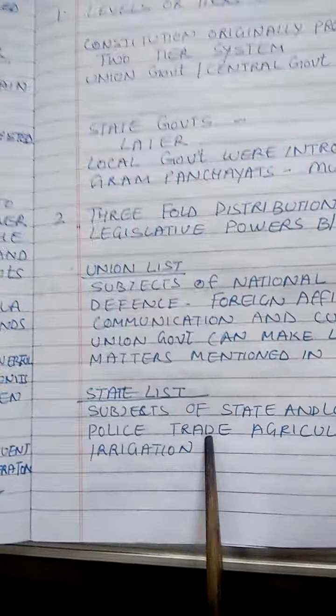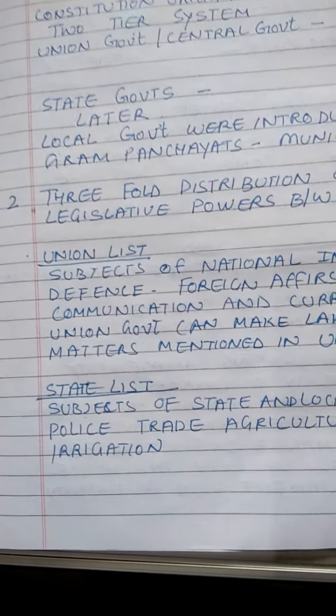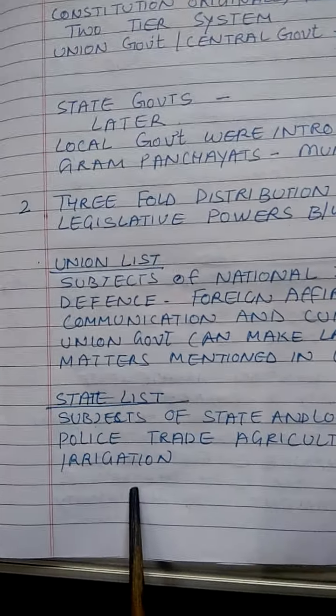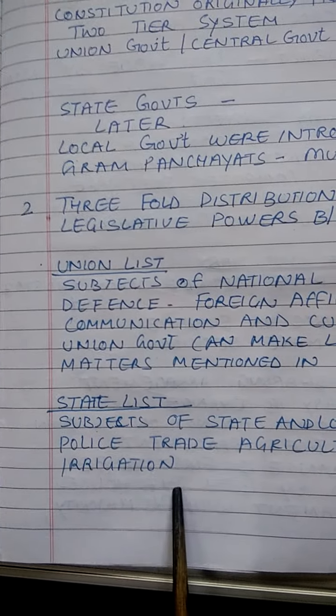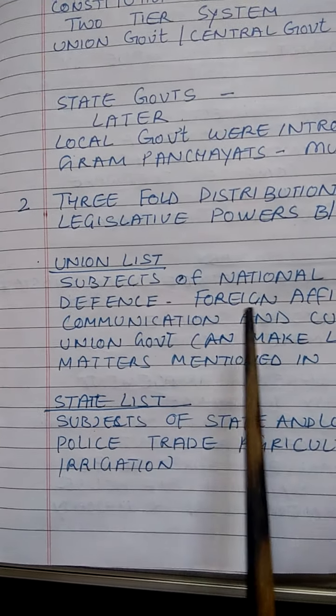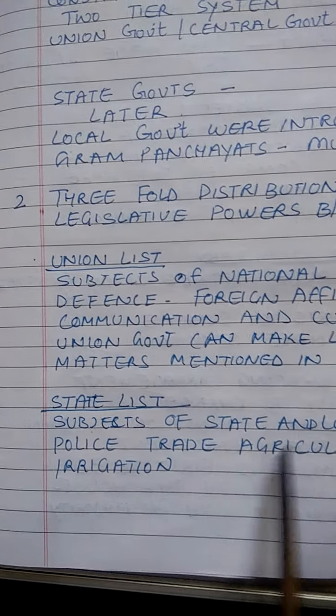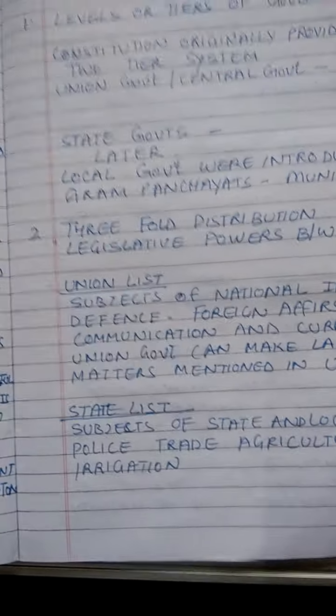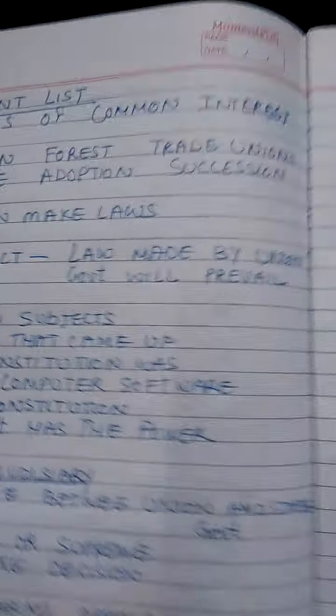Then we have state list. In state list, there are subjects of state and local importance, like for example, police, trade, agriculture, irrigation. Just now I told you, now just try to think. Defense falls under, yes, union list, and police falls under state list. And so the state government can make laws on the matters mentioned in state list.